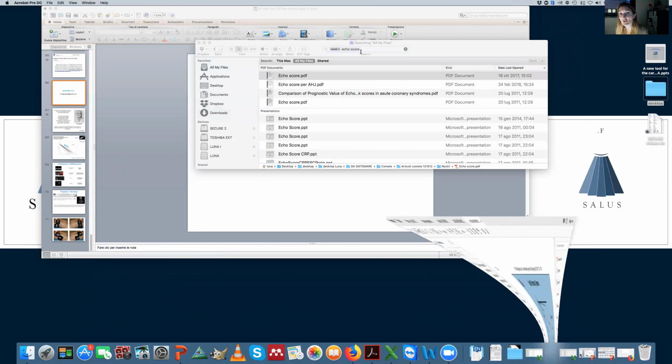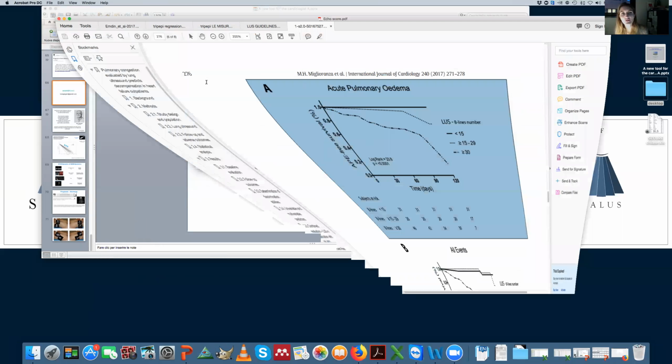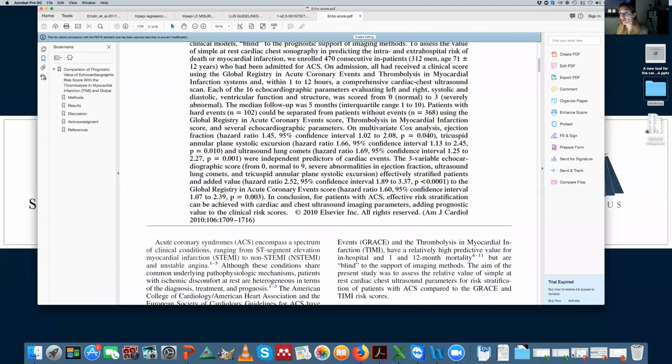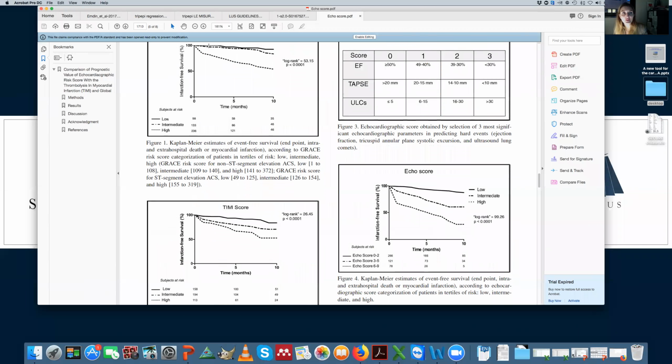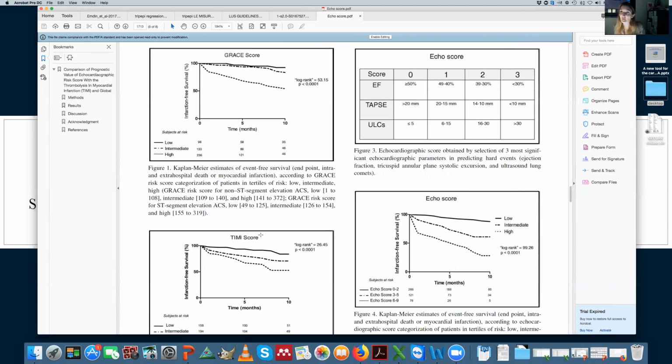Can you still see my screen? Yes, Luna. Okay. So I have opened a paper that we published a few years ago on the prognostic value of a combined ultrasound cardiopulmonary score in patients with acute coronary syndromes, including also non-STEMI. We compared it with the GRACE and TIMI scores, and we found that the echo score was very powerful and better as a prognosticator than GRACE and TIMI. Our echo score was made of the 3 echo parameters that were most powerful in predicting prognosis: the ejection fraction, the TAPSE as a measure of right ventricular function, and the ULC, which is the old name for B-lines, so ultrasound lung comets.